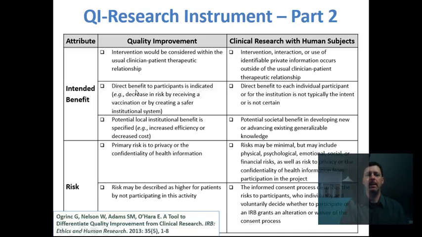So in quality improvement, the intervention is often considered within the usual clinician-patient therapeutic relationship. Quality improvement work is much closer to that individual clinician-patient work where you're trying to improve care for patients, whereas research is often thought to be outside the usual clinician-patient therapeutic relationship.